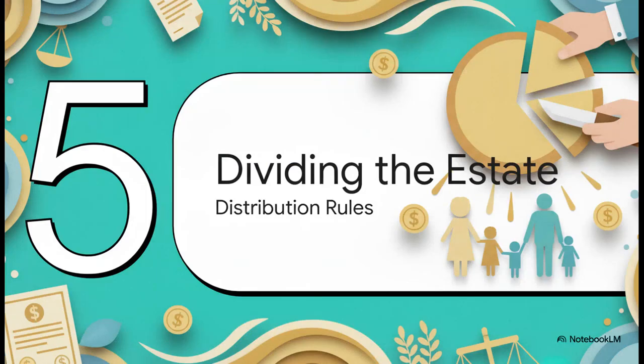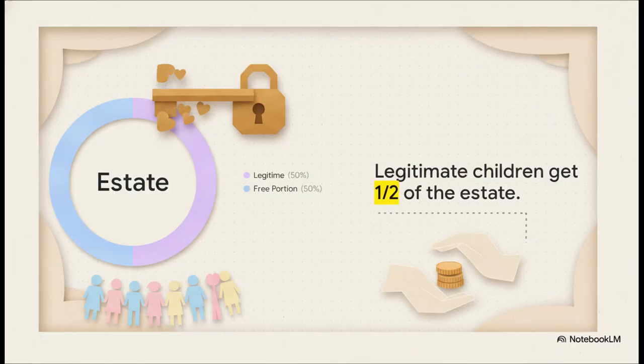All right, for our grand finale, let's dive into part 5, dividing the estate. So legitimate children and descendants have that strictly protected legitime we talked about, and it always equals exactly 1/2 of the hereditary estate divided equally among them. The remaining half, that's considered the free portion. But that first 50% is legally locked away, completely safe, for the legitimate children.